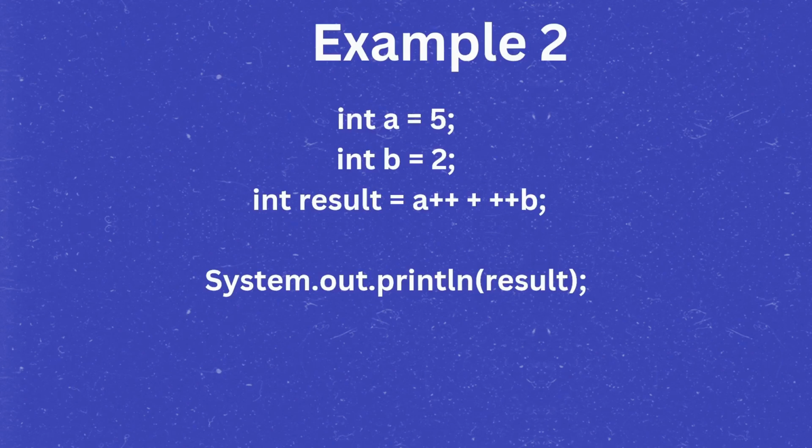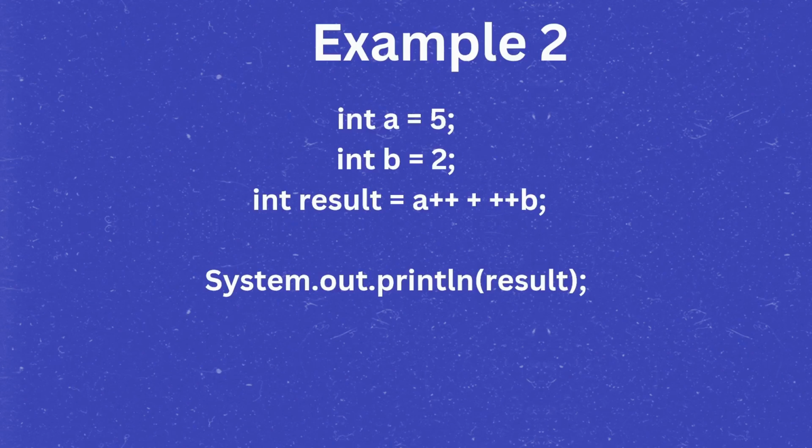Then we have plus. Okay. Then we have ++b. ++ is pre-increment, right? So what we'll do is ++b. So 2 will change to 3. Now we have 5 plus 3. So 5 plus 3 is 8. 8 is the result.